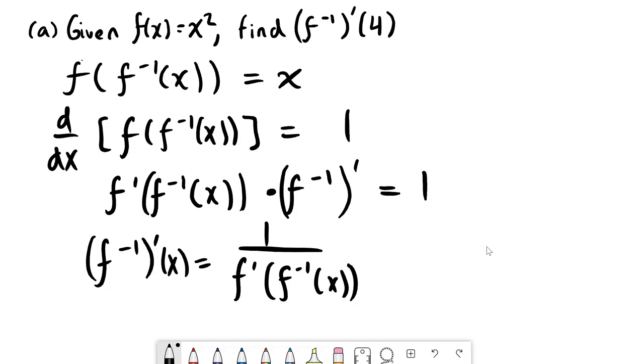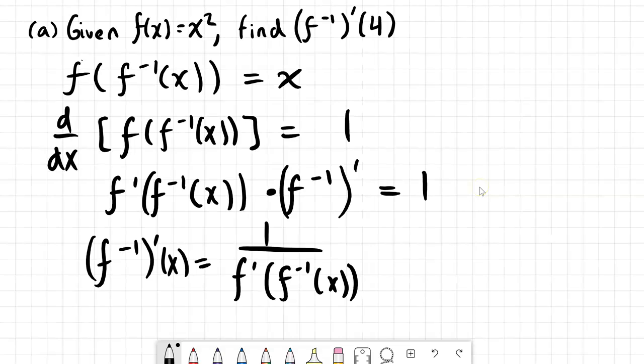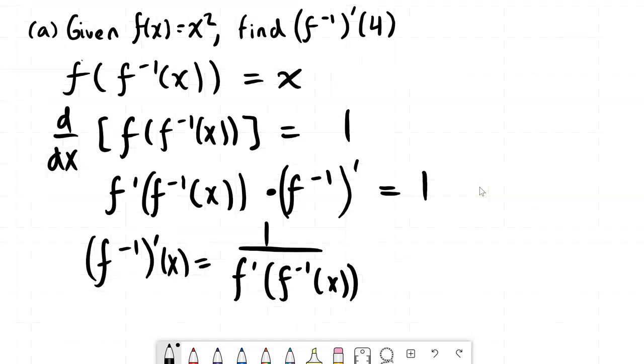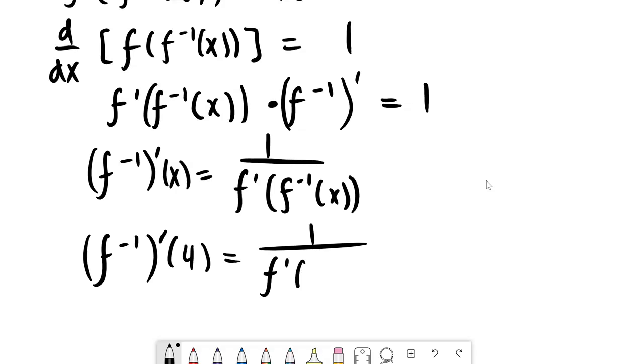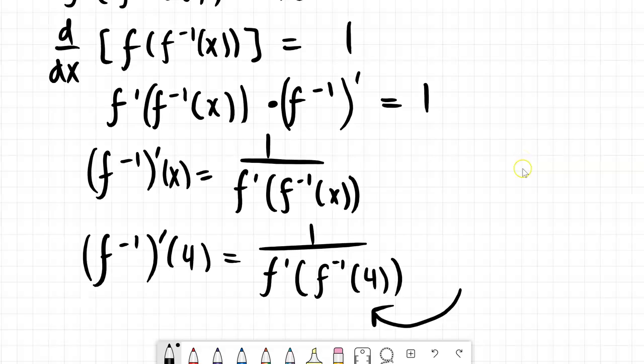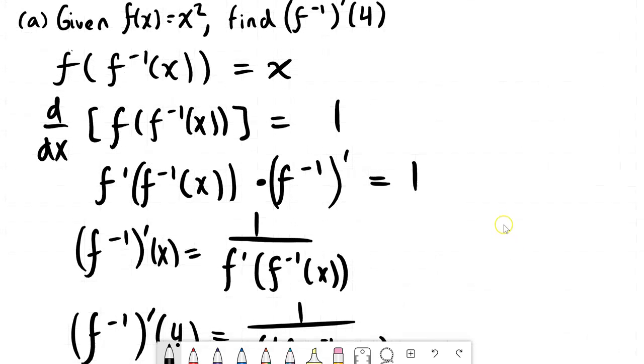So now we want to begin the process of answering the question. Given f of x is x squared, find the inverse function derivative at 4. So basically here we want to plug in 4 straight here. Anytime we see an x we plug in 4. The hard part here is, what is this value? What is the inverse function evaluated at x equals 4? So in fact we have to find the inverse function.